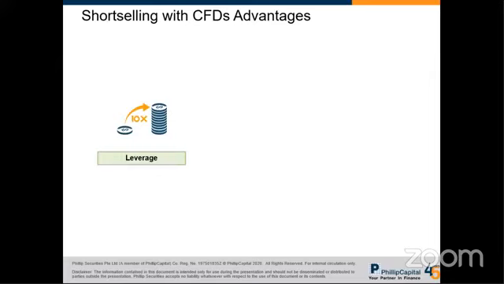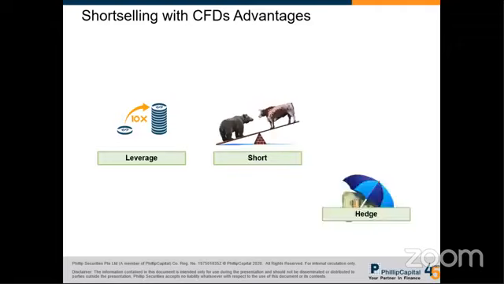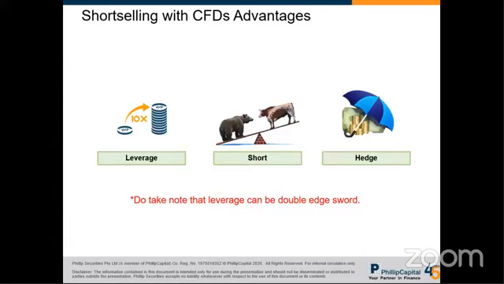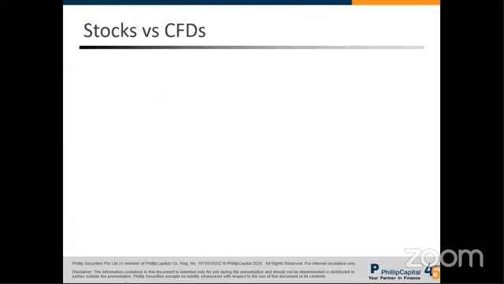So the advantages of CFD: you can actually do short selling. With short selling, you can take advantage of the downward movement. CFD have three different advantages: leverage, short selling, and also hedging. Do think that leverage is actually a double-edged sword. It can amplify your return, and it can amplify your loss.